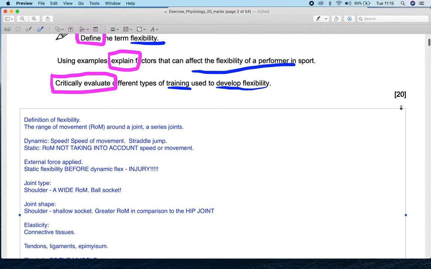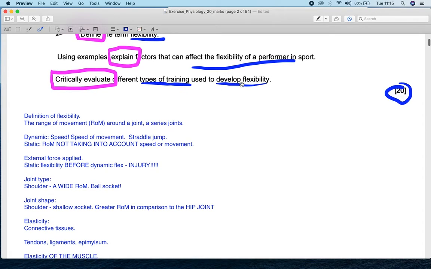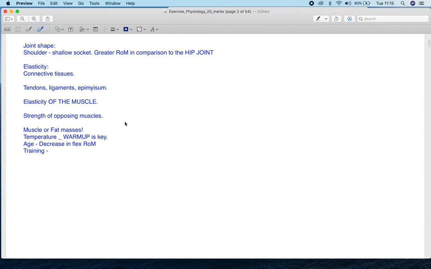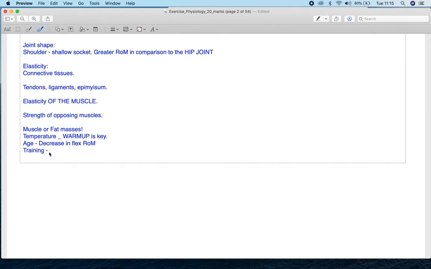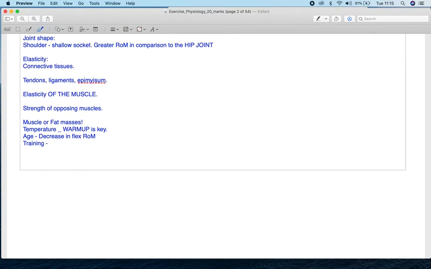All right, so the final part, to gain these elusive 20 mark points, we have to critically evaluate the different types of training. And remember, we're talking about flexibility. So in all honesty, within this, I don't really want to hear about all of your training to build up your strength. I want this purely to talk about developing flexibility. We have different types, and we're going to look at 4 types of training within this section.